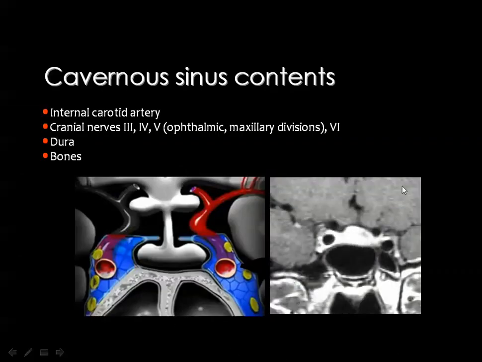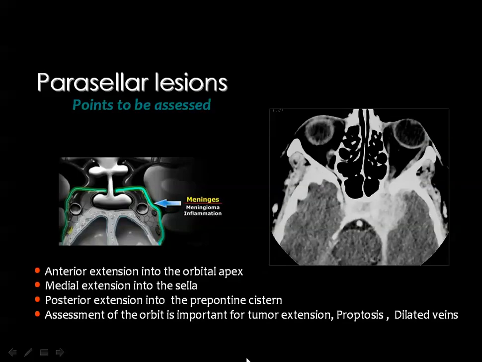And the anatomic structures located in the parasellar area include the internal carotid artery, the cranial nerves, the third, the fourth, and the fifth, as well as the sixth cranial nerves, then the dura, and the bones of the skull base. In a lesion arising in the parasellar area, you have to point out the extensions of the lesion. There is a mass in the left parasellar area.